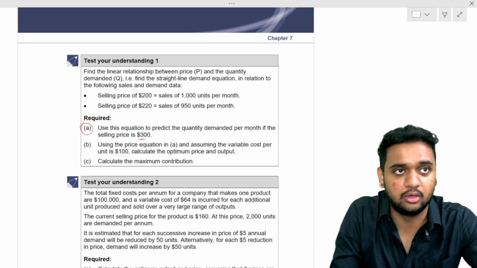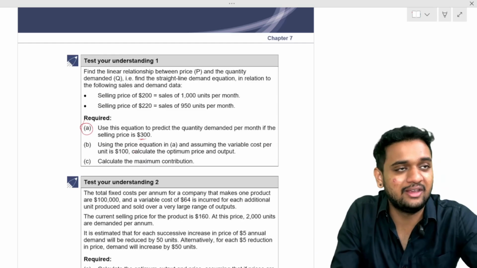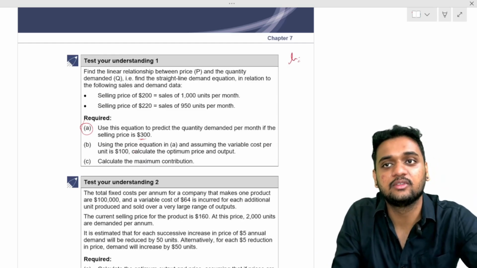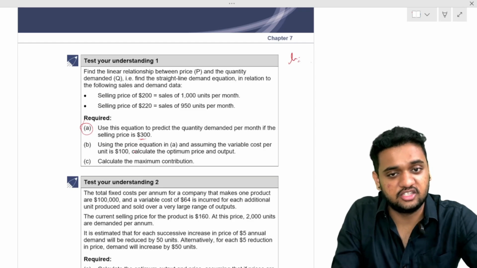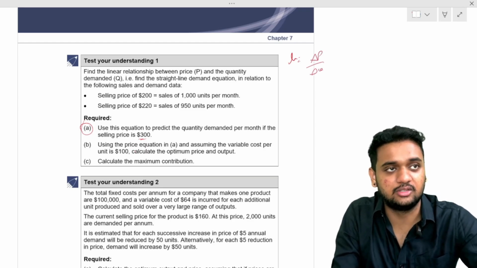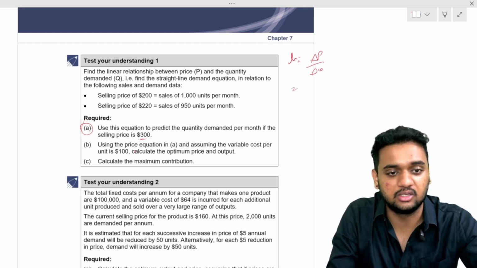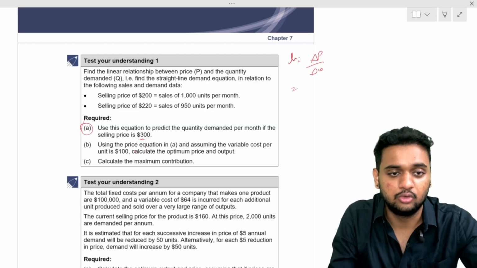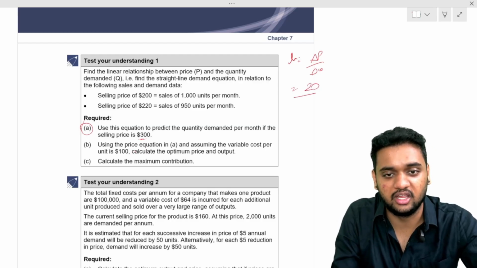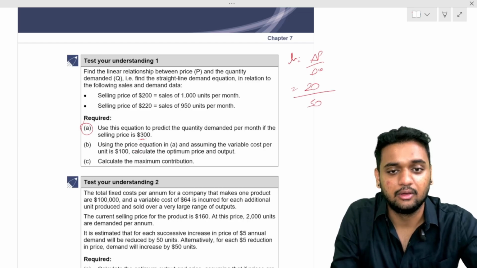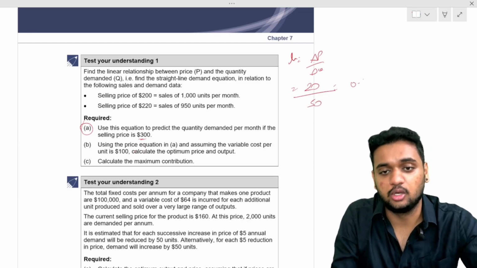P is equal to A minus BQ. For that we need A, we need B. B we can find out easily first. What is the formula for B? Change in price divided by change in quantity. First the P comes, then Q comes. In the question, what is the change in price given to us? From 200 it is becoming 220. Change in price is 20, divided by change in quantity, which is 50. What are you getting? 0.4 is B.